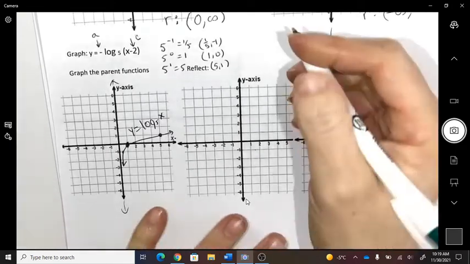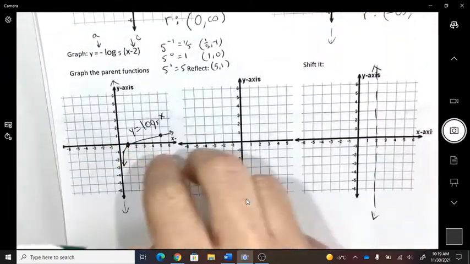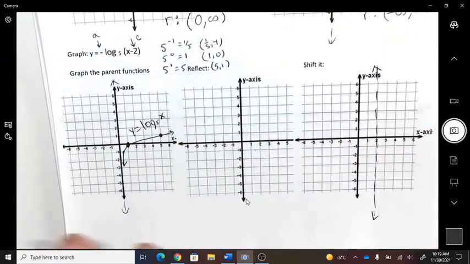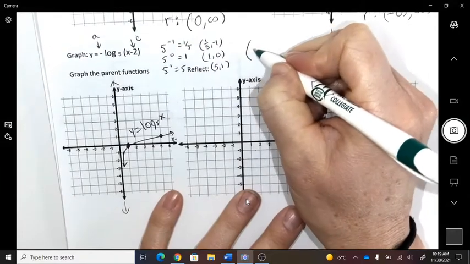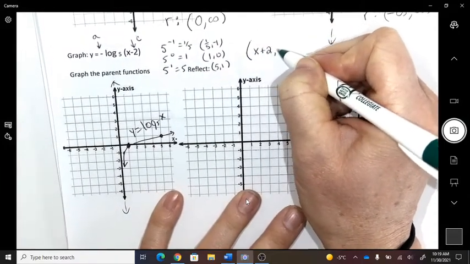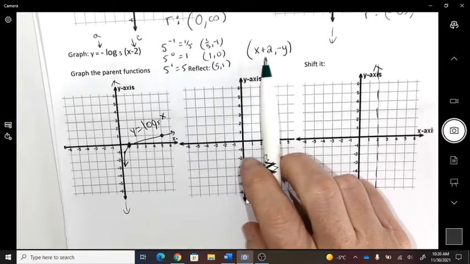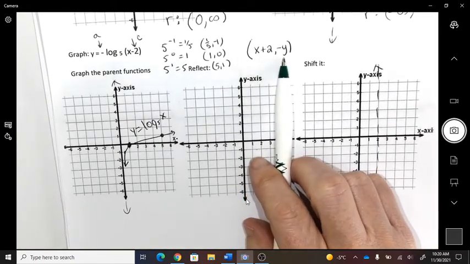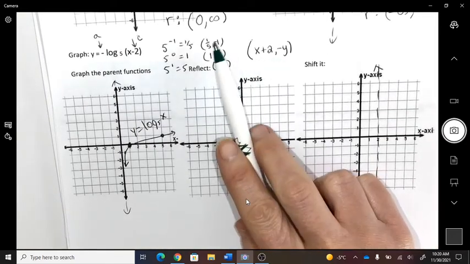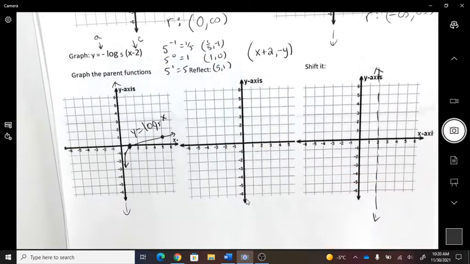Okay. So I said instead of doing one thing at a time, let's just do everything together here. X plus 2, negative y. Does that make sense? X plus 2, negative y, because that's my C and that's my A. Can you change those 3 points?